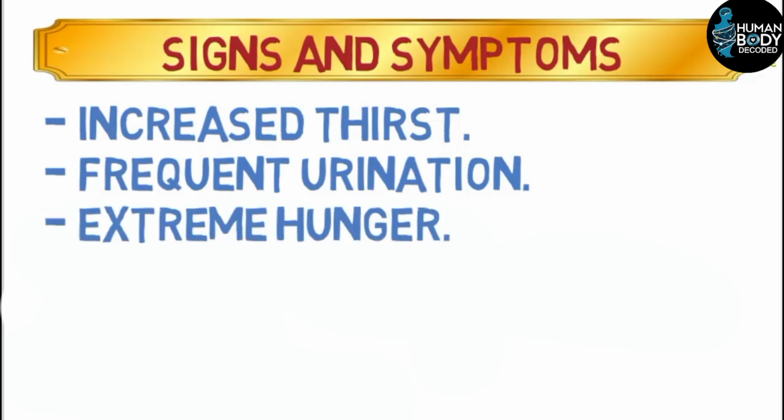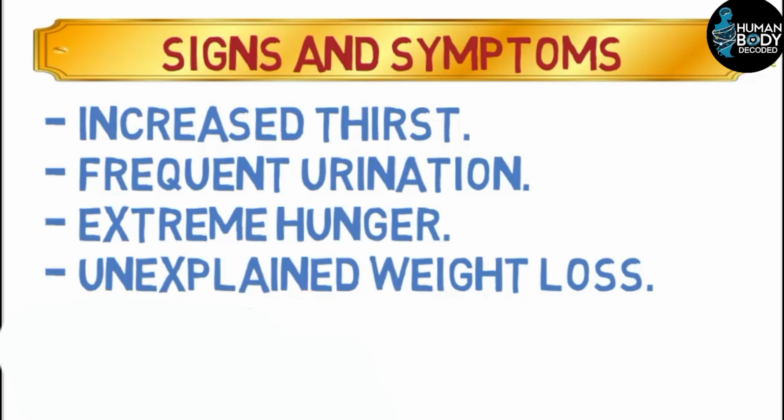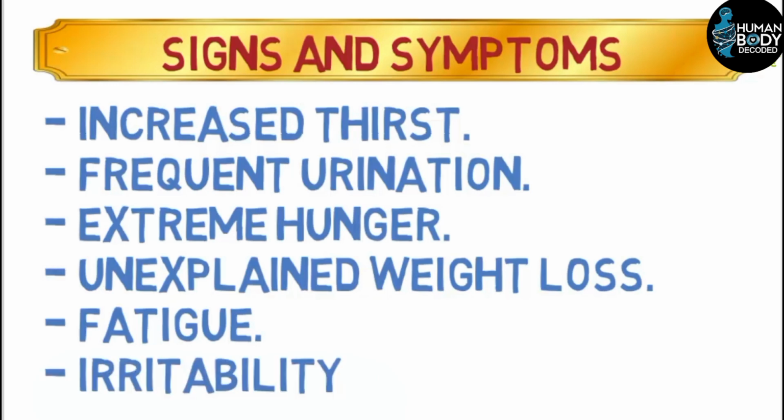Extreme hunger despite eating. They feel constantly hungry. Unexplained weight loss. Their weight decreases without any clear reason. Fatigue. They feel tired and lack energy. Irritability. They become easily irritated or annoyed. If someone has these signs and symptoms, it indicates they might have diabetes.